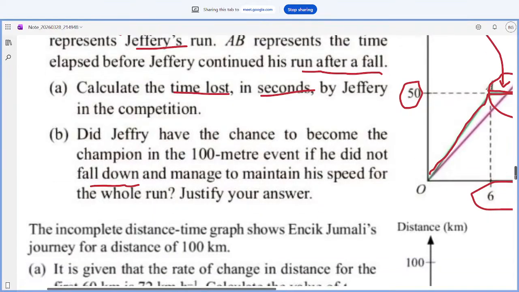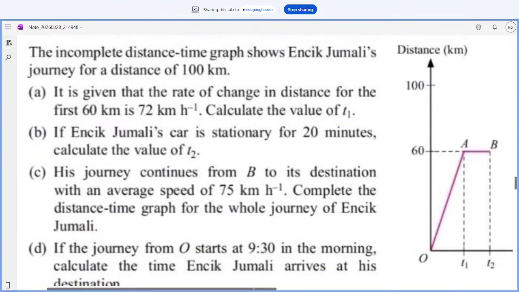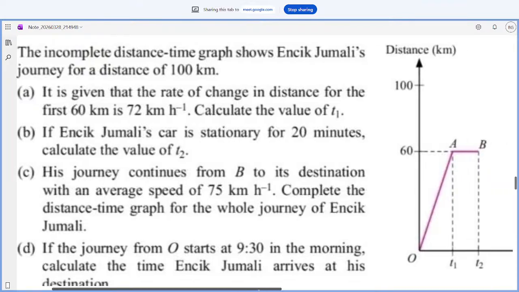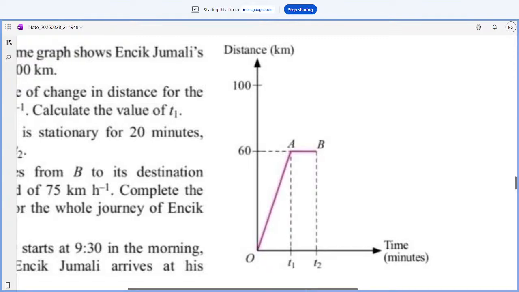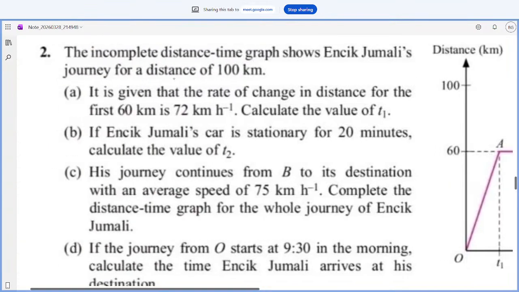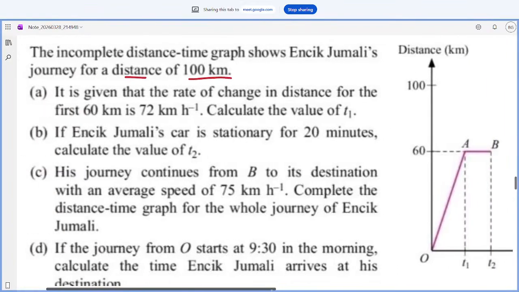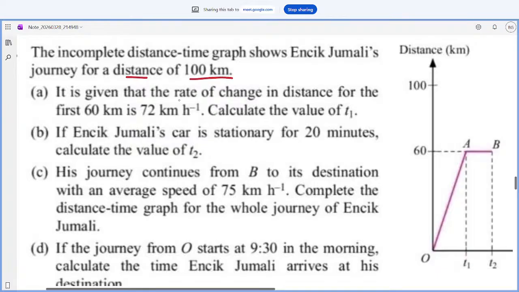Okay, next one. Number 2. This one is an incomplete distance-time graph. Graf jarak melawan masa yang tak lengkap. You guys can see here, it's not complete. And they say distance is 100 km. Jarak dia 100 km. Alright, so they say it is given. Guys, can you see the keyword rate of change in distance? Kadar perubahan jarak. Guys, what does this represent? May I know? Apa yang ini mewakili?